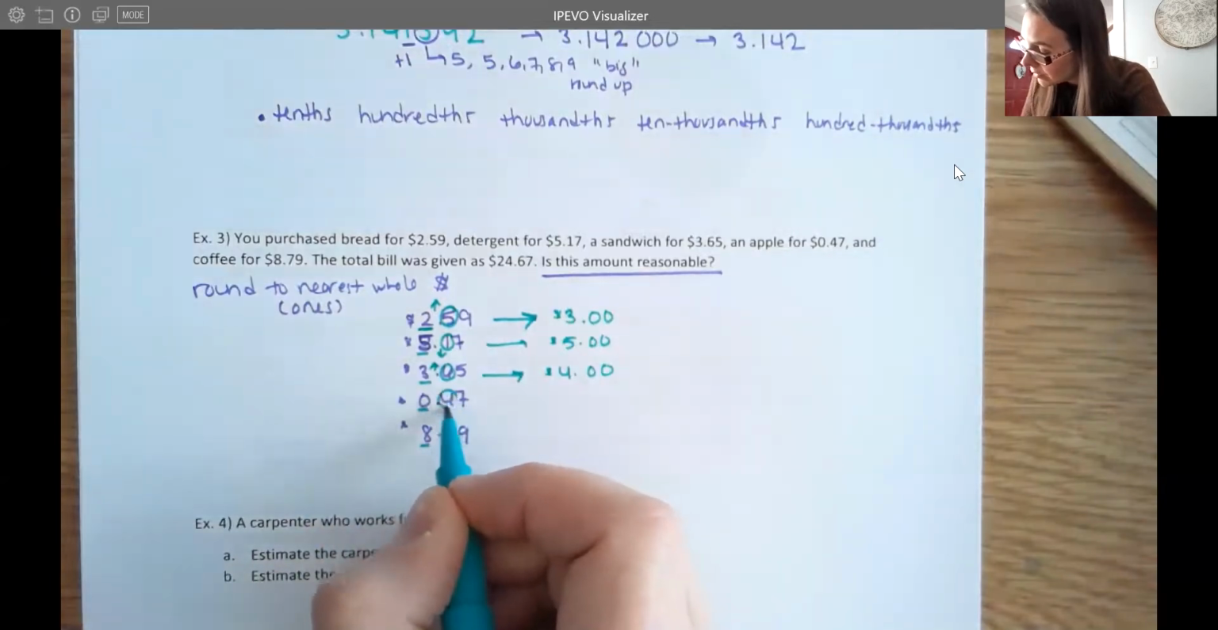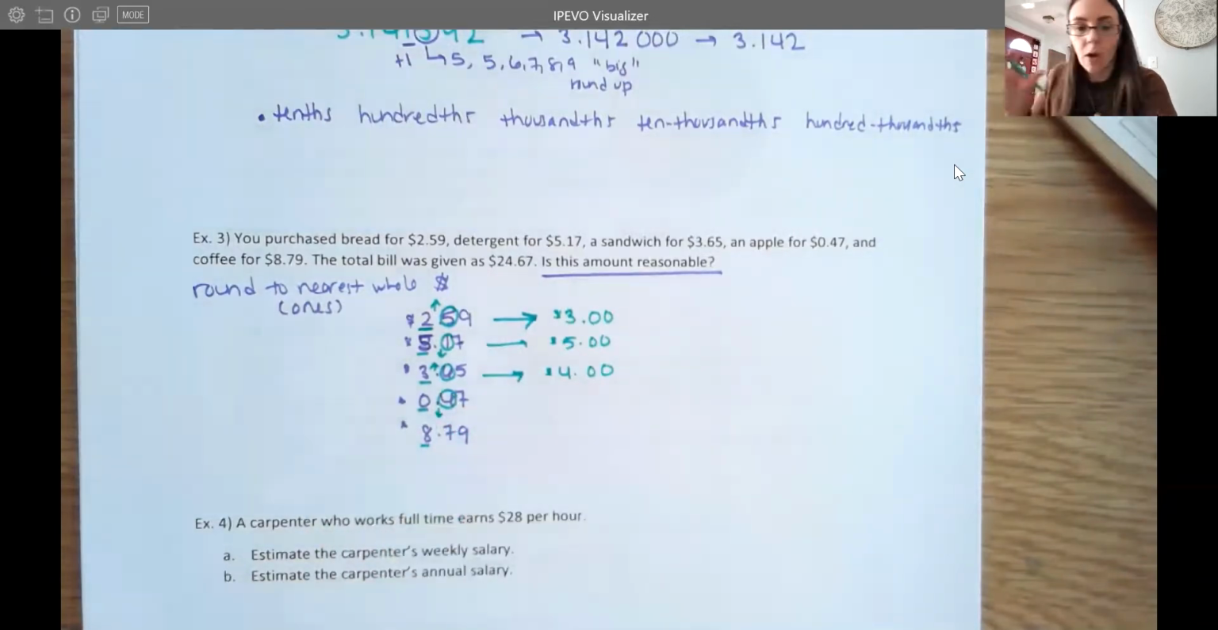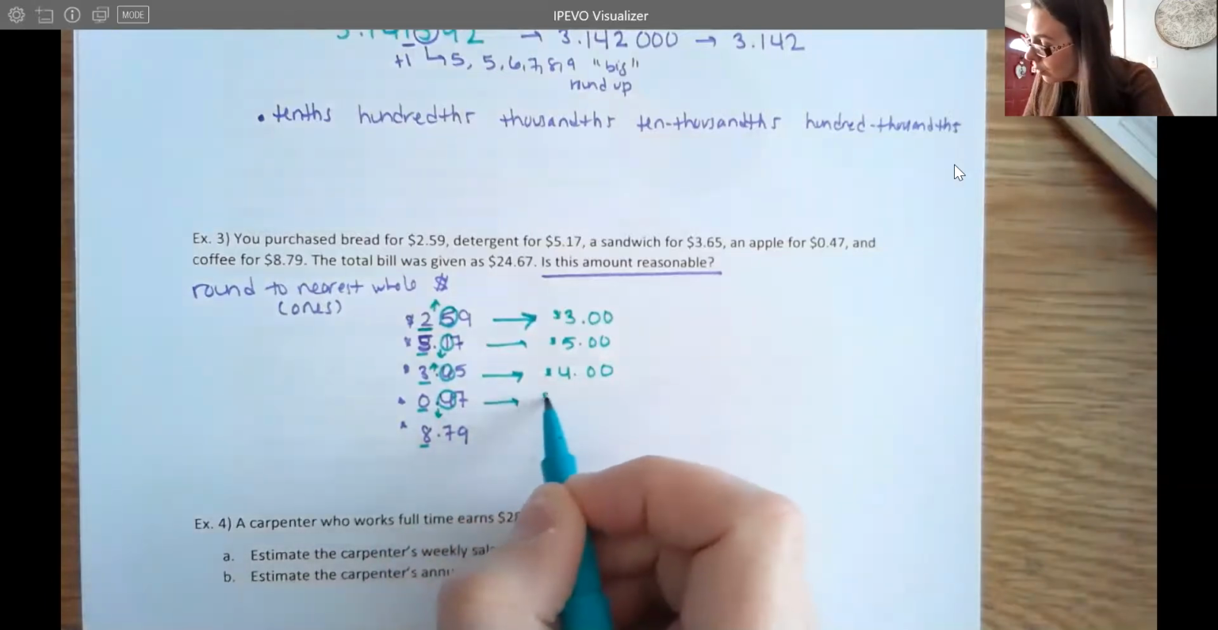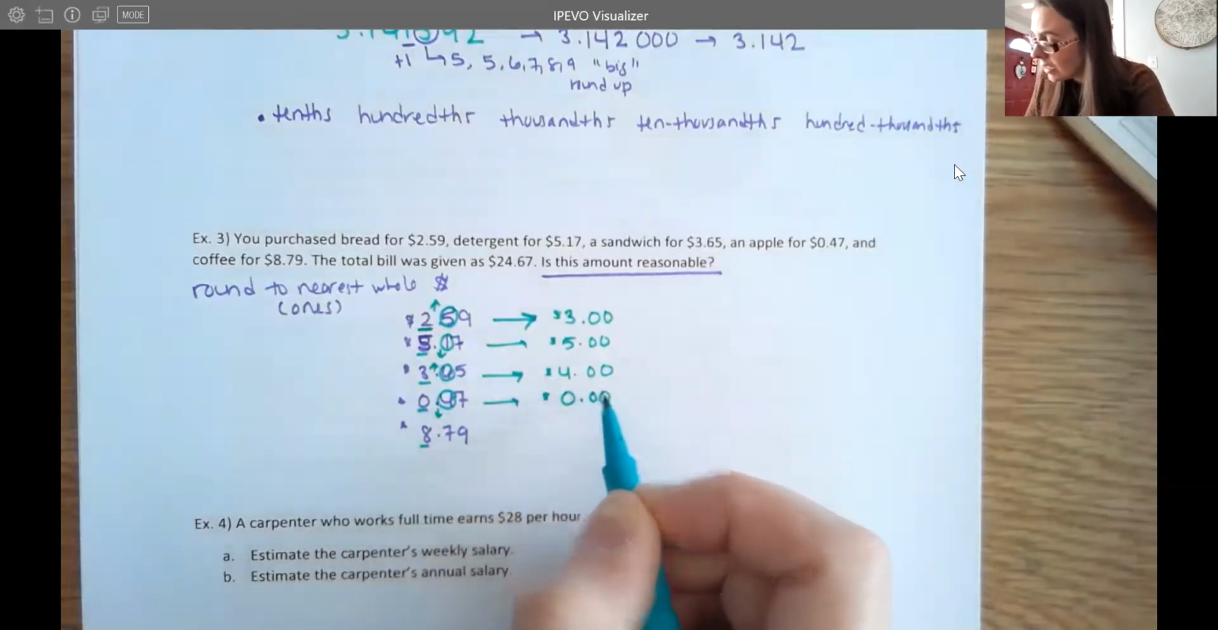Now here, my next value is a 4. This is actually in the small category, so that 0 is actually going to stay. I know it looks a little bit weird, but we're rounding to the nearest whole, so that would round down to 0.